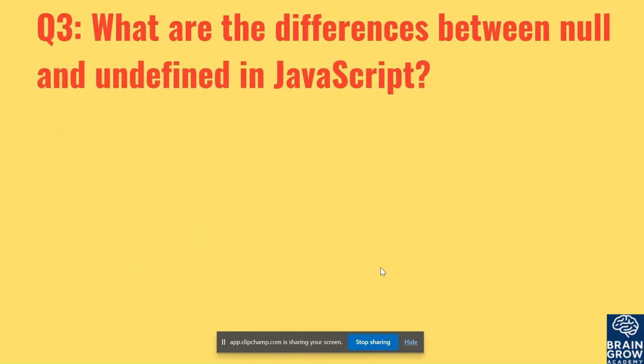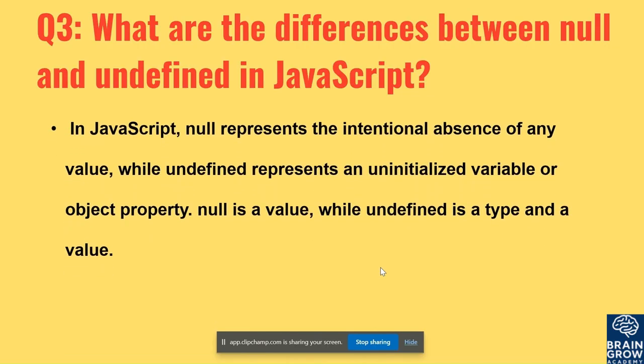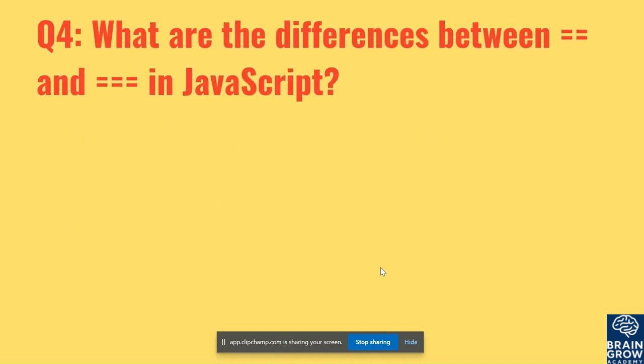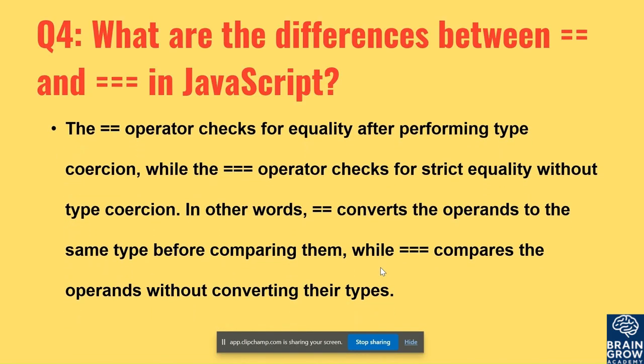What is the difference between null and undefined? Null represents the intentional absence of any value, while undefined represents an uninitialized variable. Null is a value while undefined is a type of value. After that, what is the difference between double equal to and triple equal to? When we use double equal to, it checks the value only, but when we use triple equal to, it checks the value as well as the data type.